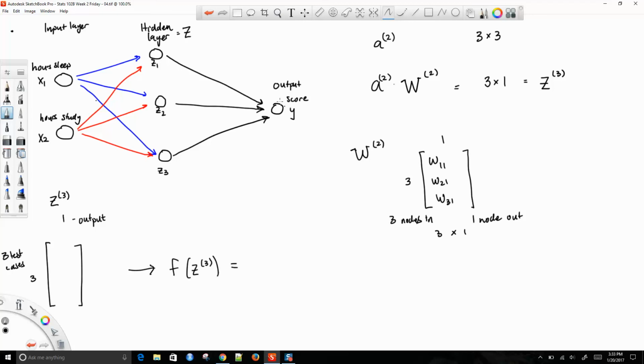and this will give us our predictions, our y hat. This is going to be a 3 by 1 matrix to represent the predictions that we make for each test case. We're going to have 3 test cases, and each one gets a prediction.